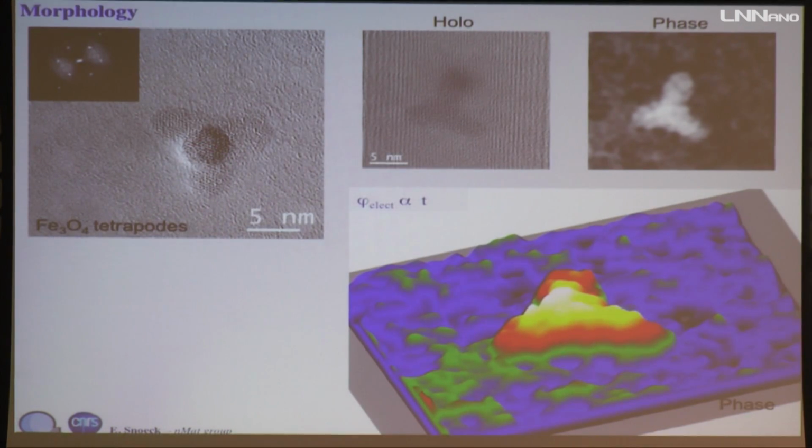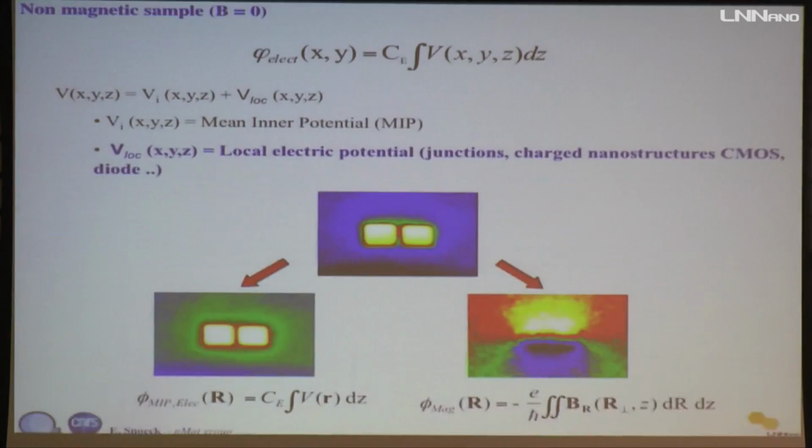Another example is a tetrapod. You have a tetrapod of magnetite, a structure like that. You make a hologram of it and extract the phase. Assuming you have a pure material, meaning the mean inner potential is constant whatever the thickness, you get a phase which is proportional to the thickness. So you can obtain a 3D shape of your material.